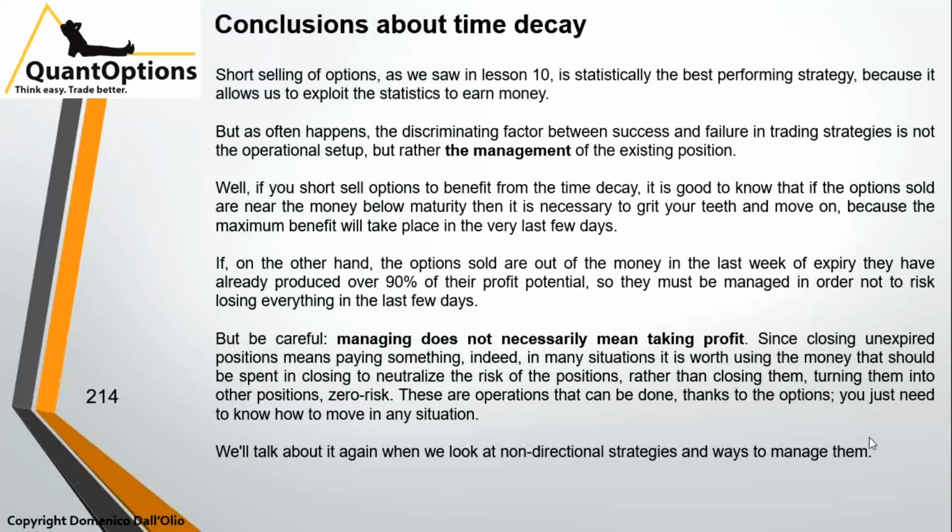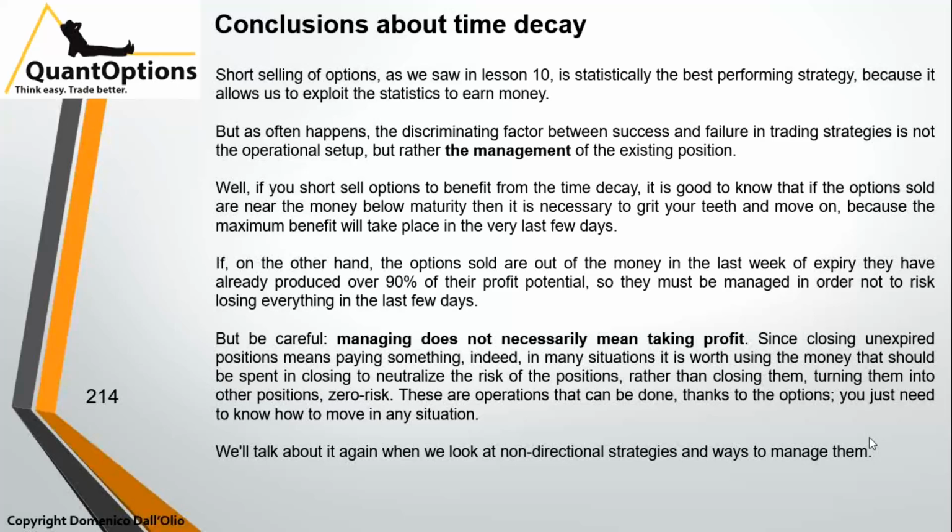Short selling of options, as we saw in lesson 10, is statistically the best performing strategy because it allows us to exploit the statistics to earn money. But as often happens, the discriminating factor between success and failure in trading strategies is not the operational setup, but rather the management of the existing positions. Well, if you short sell options to benefit from the time decay, it is good to know that if the options sold are near the money below maturity, then it is necessary to grit your teeth and move on, because the maximum benefit will take place in the very last few days.